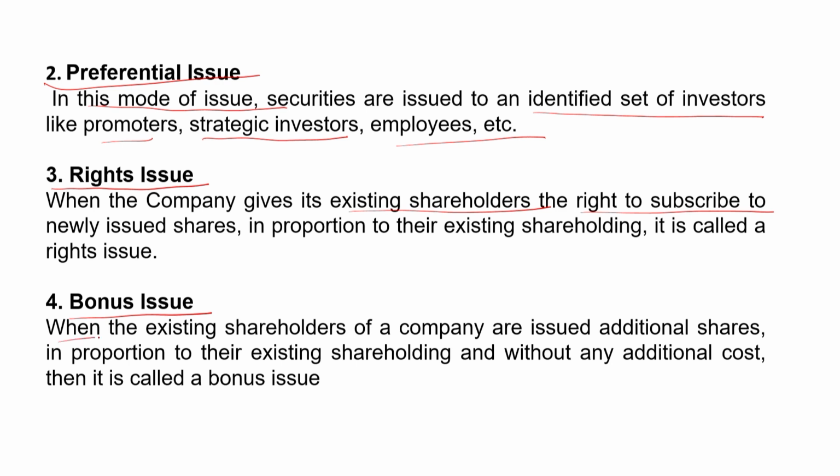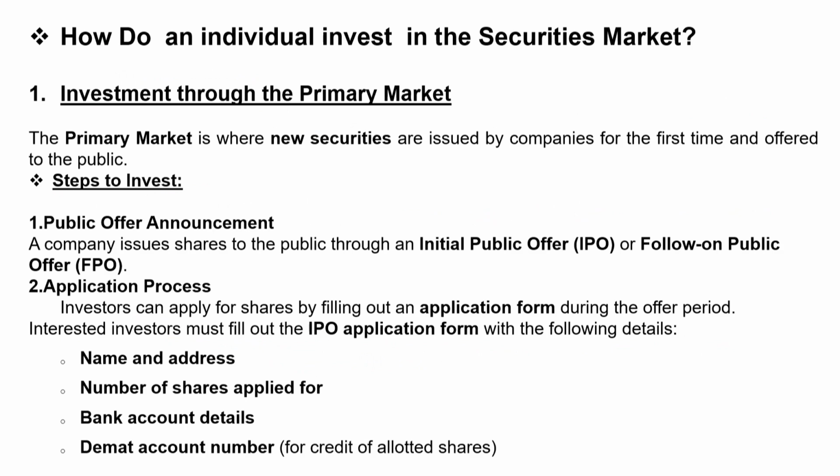Next one is the bonus issue. When the existing shareholders of the company are issued some additional units of shareholding, then this kind of issue is known as the bonus issue. So in proportion to their existing shareholding, without paying a single penny, without bearing any additional cost, they are issued shares from the company to provide them a share of the benefits of the company. That is known as the bonus issue. So these are the different types of issues in the security market.